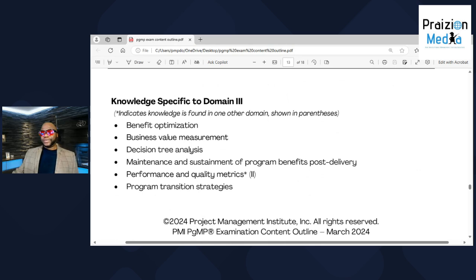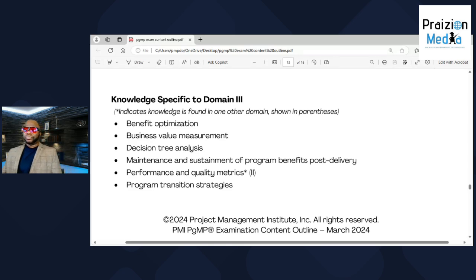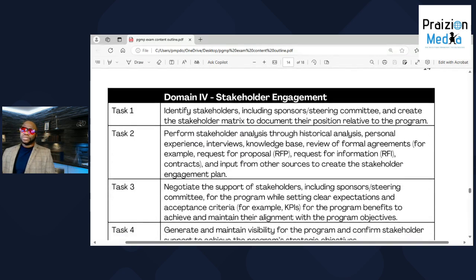The knowledge specific to this: benefits optimization, business value measurement, decision tree analysis, maintenance and sustainment of program benefits post delivery, performance and quality metrics, program transition strategies.